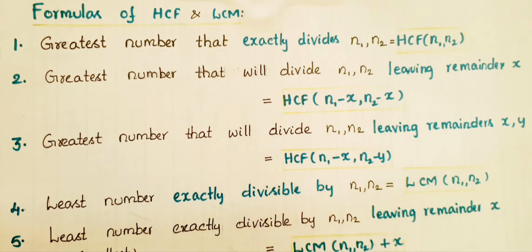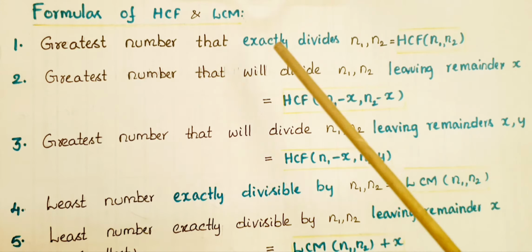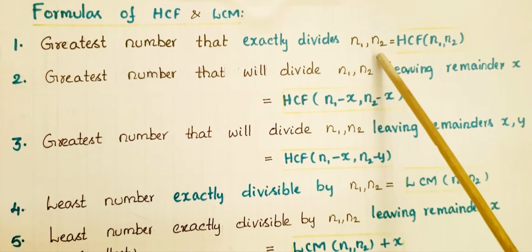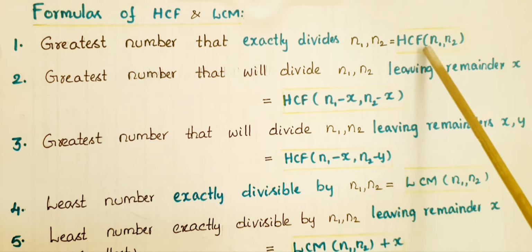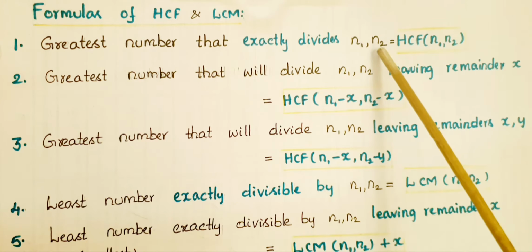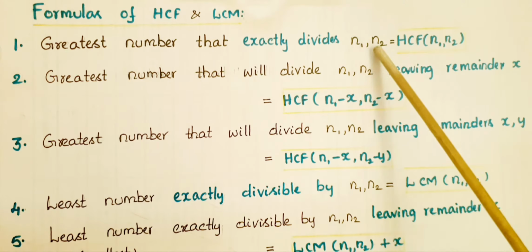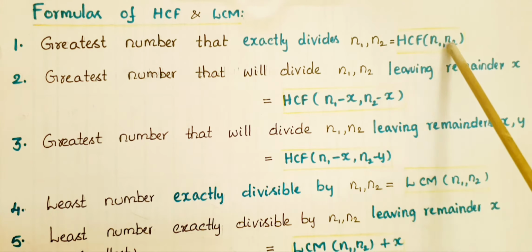Hello everyone. Today I am going to tell some formulas of HCF and LCM with examples. First one is: the greatest number that exactly divides two numbers n1 and n2 is equal to HCF of n1, n2. Here we have to find HCF of these two numbers. To find the greatest number that exactly divides these two numbers, we have to find HCF of these two numbers.